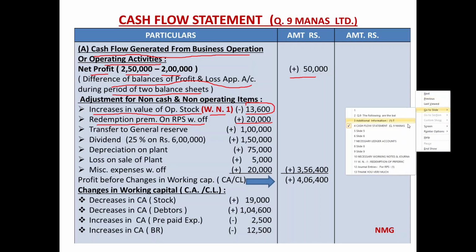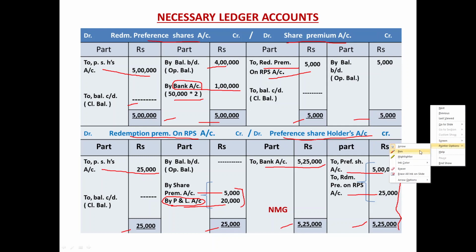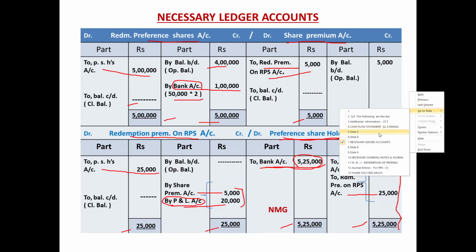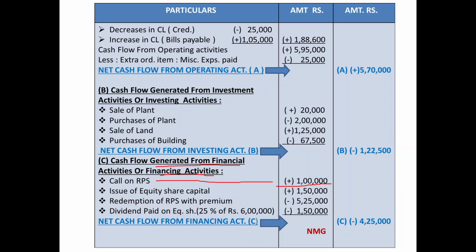Next ledger account. After redemption premium on RPS, preference shareholders account. On the debit side, title came bank 5,25,000. It indicates cash outflow, cash payment. Under title C, redemption of RPS with premium, minus 5,25,000.